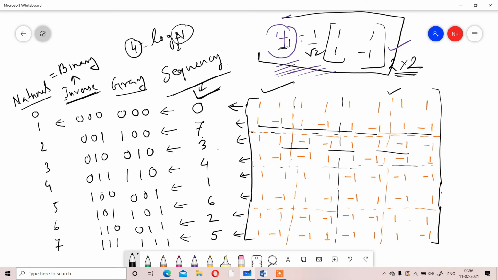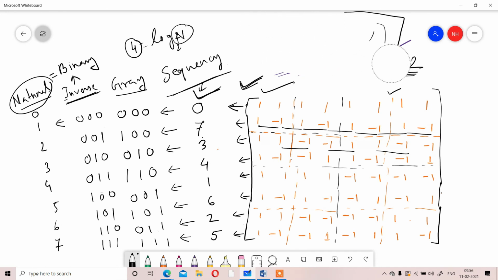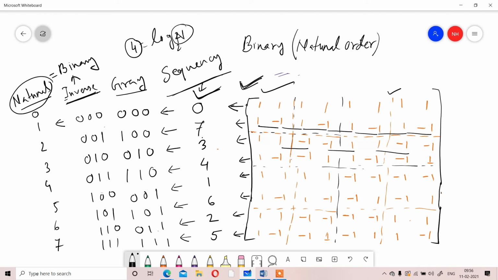So that means whatever Hadamard transform we are getting, that transform also has an order, and the order is related like that. Binary of natural order is equal to what? Binary of natural order?